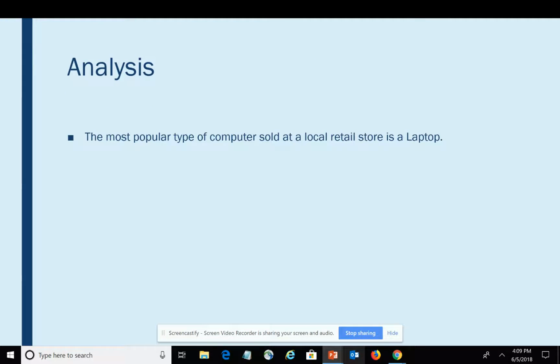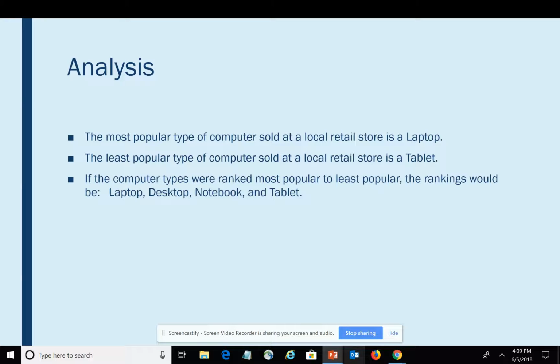Okay, let's analyze it. Based on our categorical frequency distribution, the most popular type of computer sold at a local retail store is a laptop. The least popular type of computer is a tablet. If computer types were ranked most popular to least popular, the rankings would be laptop first, desktop second, notebook third, and tablet fourth. Again, think about how a retail store might use this information.